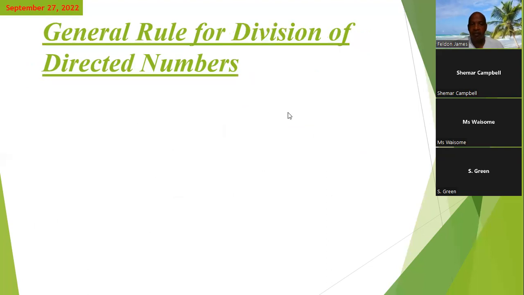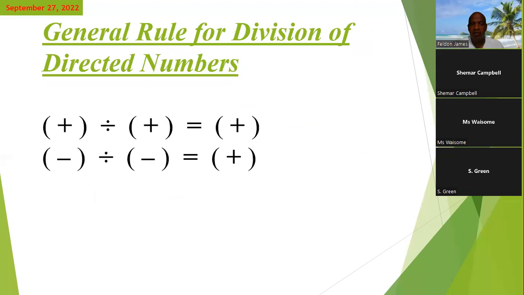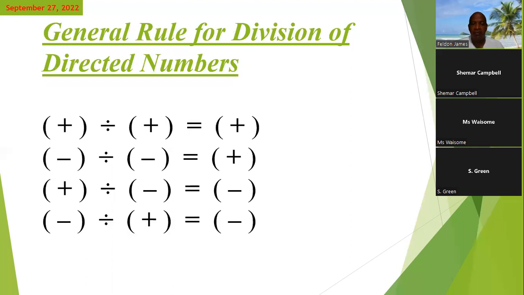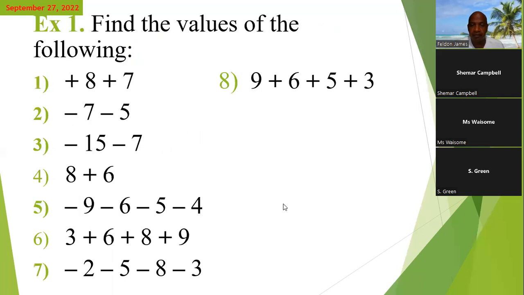So the rule for multiplication also stands for the rule for division, right? And just in a similar way, if you're dividing an odd amount of negatives, you're still going to get what? Negative. And if you're dividing an even amount of negatives, you will get positive.